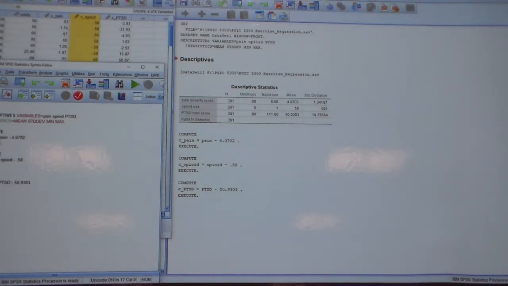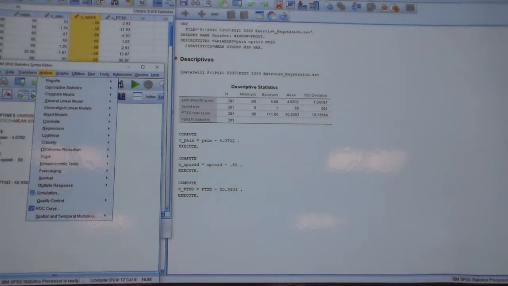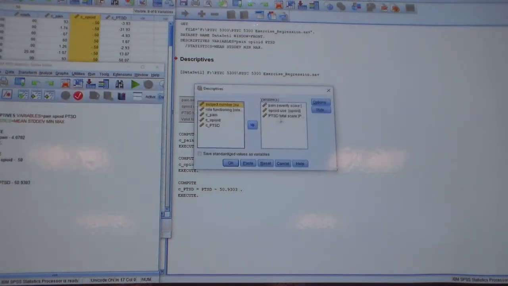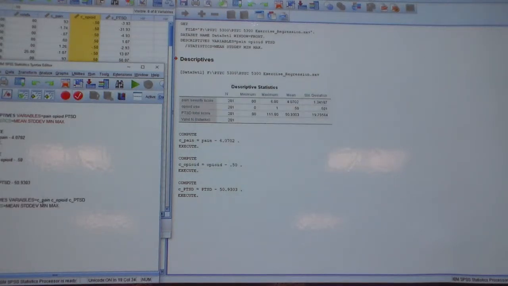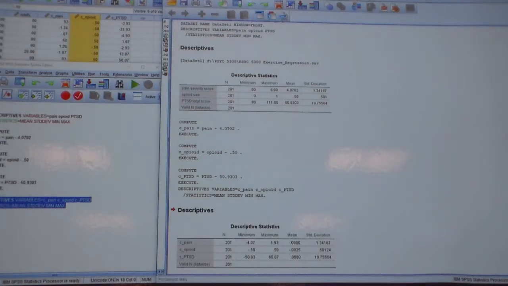What I like to do after I've centered things, anytime, is go through and take a look at my descriptives for my centered variables. The reason I do this is because I screw it up all the time. I'll subtract a standard deviation or something dumb like that, right? Because I'm not paying attention.